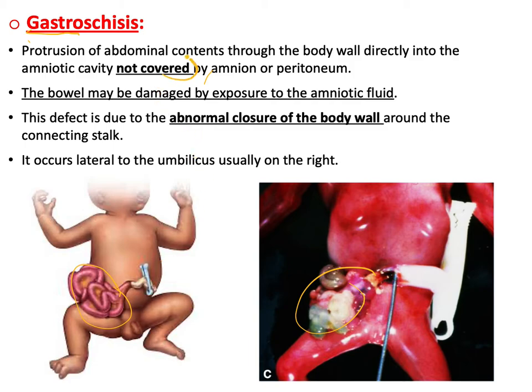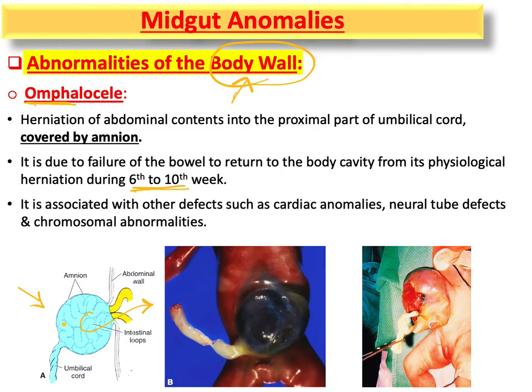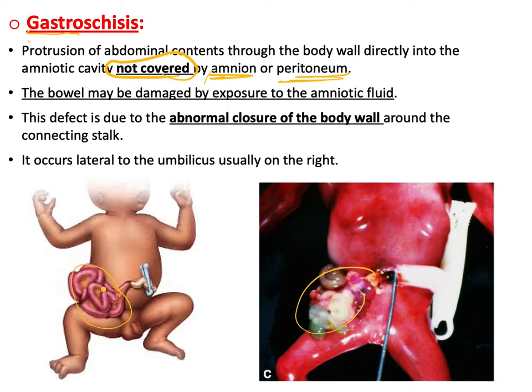They are not covered by amnion or peritoneum, because we know if they are covered by amnion or peritoneum, we call it omphalocele. But if they are not covered, without any cover or skin, or amnion or peritoneum, we call it gastroschisis. So the bowel can be damaged by exposure to amniotic fluid there, right? So why did this happen? This also happens because of abnormal closure of the body wall around the connecting stalk. It usually occurs lateral to the umbilicus, to the right.